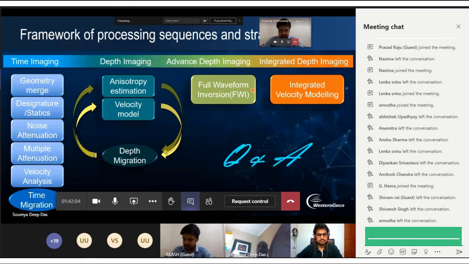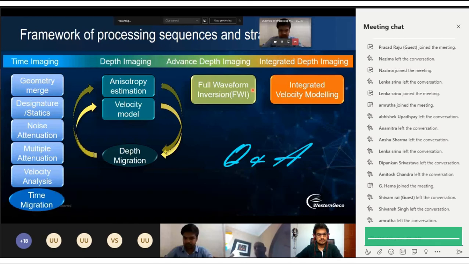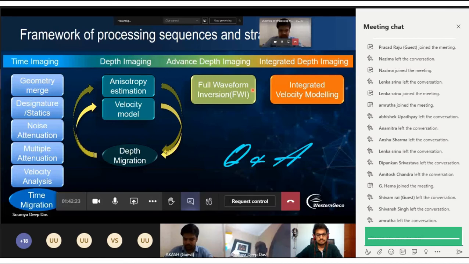Once we have the final model, we use that velocity to do the forward modeling and match it with the observed or acquired shot, right? And when the residual is zero, we know we have converged. That convergence becomes the QC. So there are a lot of QCs based on this to understand if we have converged.